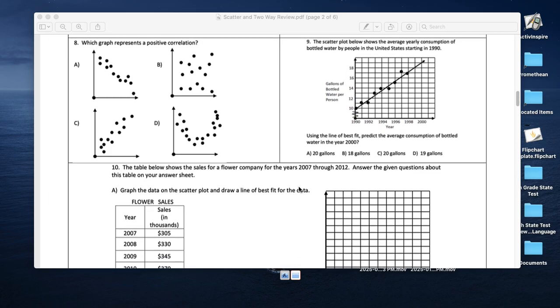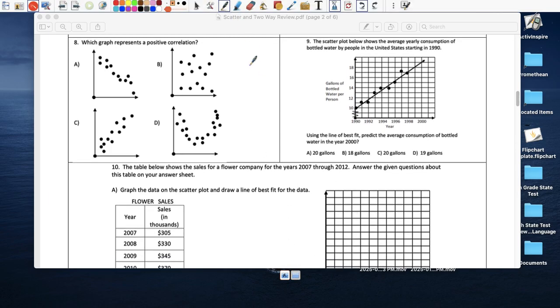D, 8, which represents a positive correlation. Again, remember what a positive correlation is? Both, when one value increases, the other one increases as well. So both values have to go up.